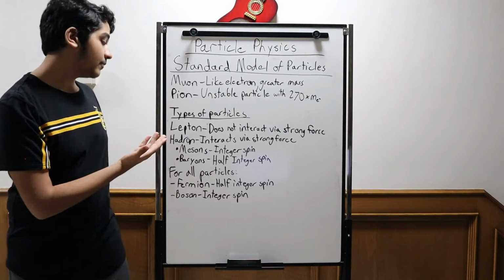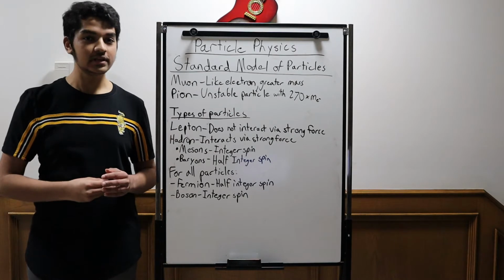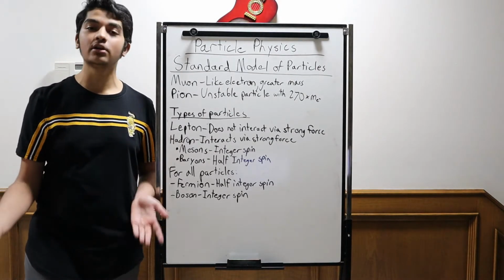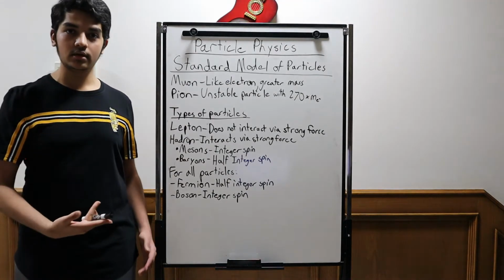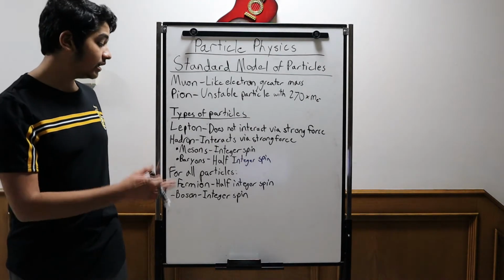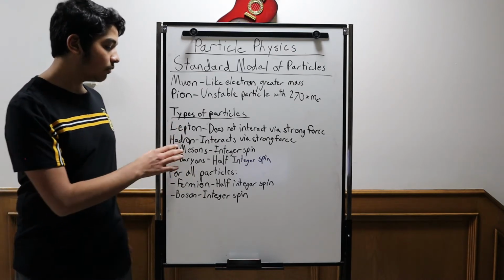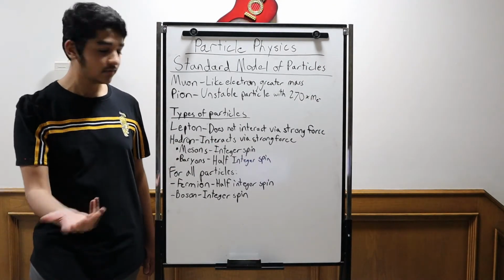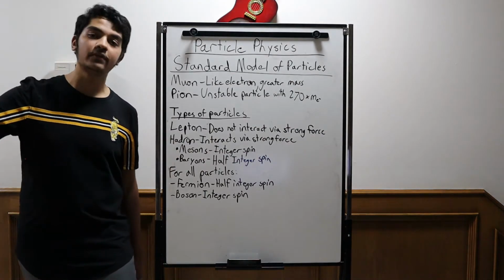So the first type of particle we have is a lepton, and it doesn't interact via the strong nuclear force. So this one does not rely on the strong nuclear force to keep together using gluons. The other type of particle that we discovered is a hadron. So this does interact via the strong nuclear force, so it does require the gluon. And there are subcategories of hadrons which are called mesons and baryons. Mesons have integer spin, so a spin of 1, 2, 3, 4, 5. And baryons have half integer spin, so that means 0.5, 1.5, 2.5, and so on.